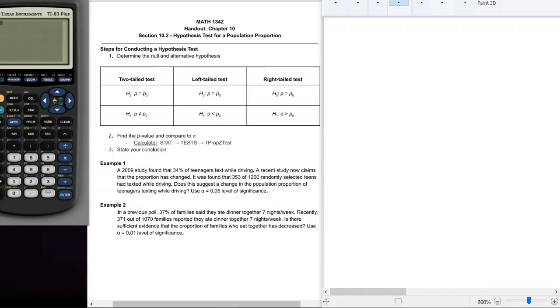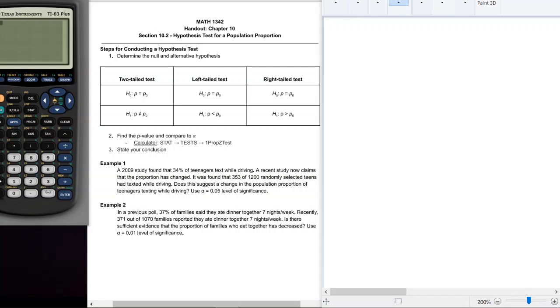In example 2, we're going to continue our hypothesis testing for a population proportion. In a previous poll, 37% of families said they ate dinner together 7 nights a week. Recently, 371 out of 1070 families reported that they ate dinner together 7 nights a week. Is there sufficient evidence that the proportion of families who eat together has decreased? Use alpha equals 0.01 level of significance.